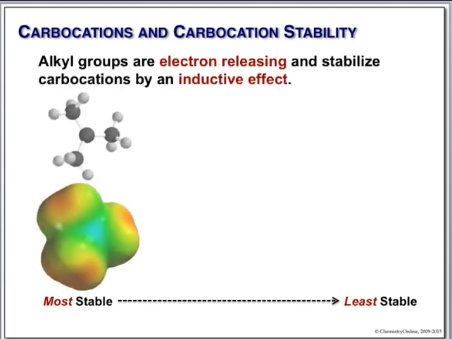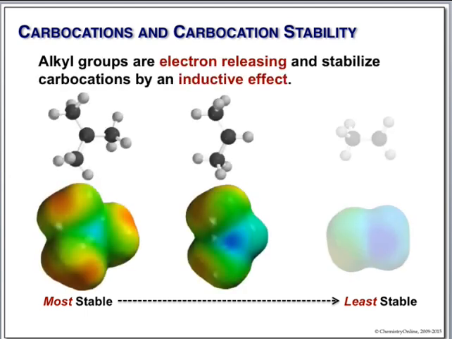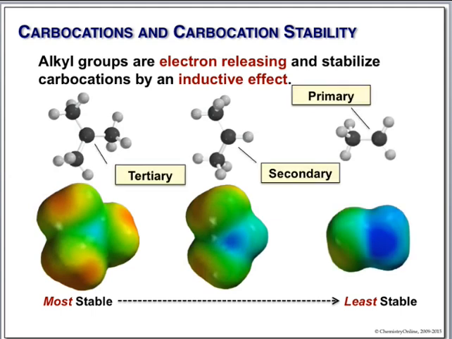If you look at the electrostatic potential maps, here we have a fairly delocalized positive center. With our secondary carbocation, it's much more intense. And with our primary, we have a big blue spot. The more you can disperse the charge, the more stable it is. Therefore, tertiaries are much more stable than secondaries, and of course, more stable than primaries. Any questions? We've talked about carbocations before, so we should be happy with that.